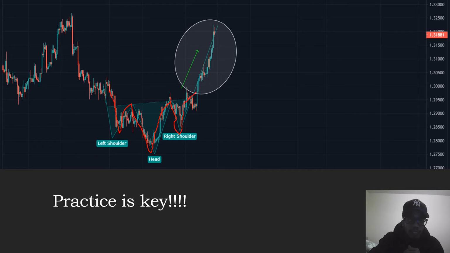You can see the neckline here is not perfect. And this is what I mean by these things are not going to be exact when you're trading. And so we have to make sure that we're capitalizing and making sure we know which one is which.